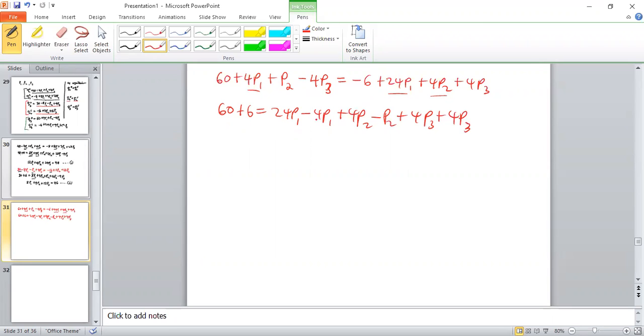So 24 minus 4 gives you 20p1. 4 minus 1 gives you plus 3p2. Then you have 4 plus 4, that gives you plus 8. Sorry, I think you made a mistake when writing. In the second equation, it's 12p3, not 4.